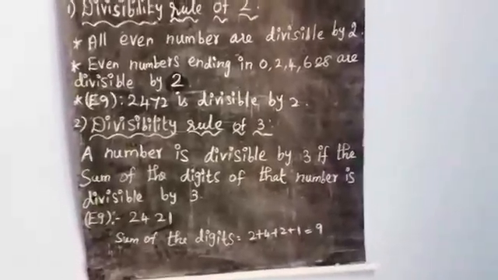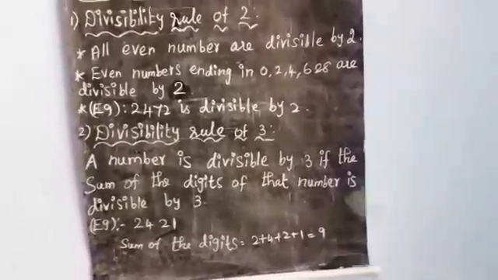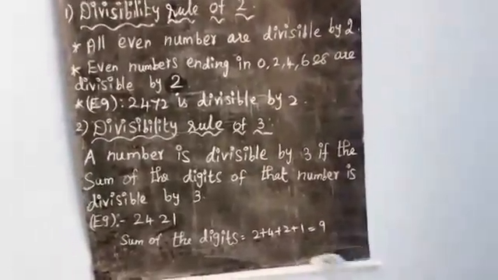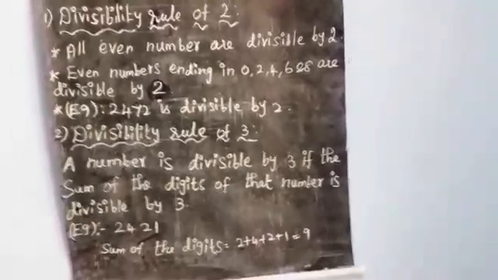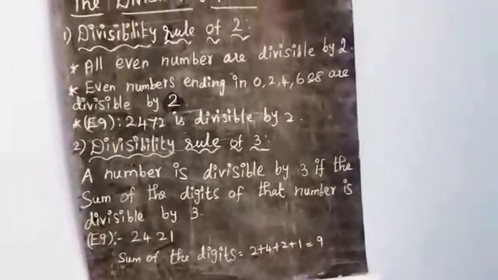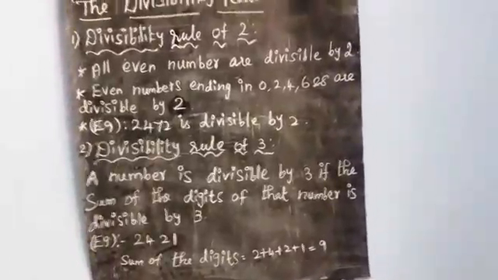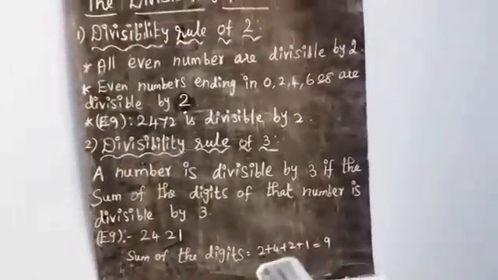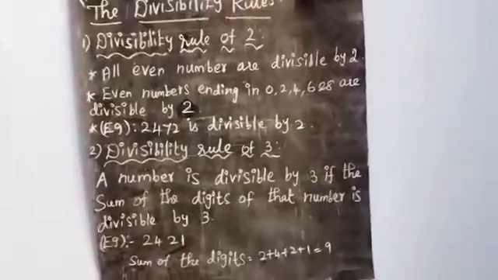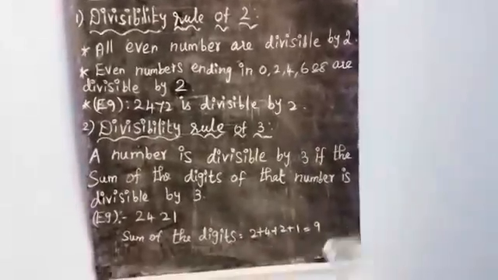9 is divided by 3. Yes, 1 3 is 3, 2 3s are 6, 3 3s are 9. So we can divide 9 by 3, isn't it? So this number is divisible by 3 because the sum of the digits of the number is 9. So that is divisible by 3.